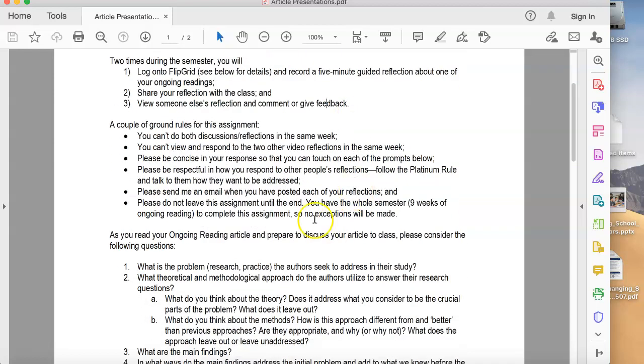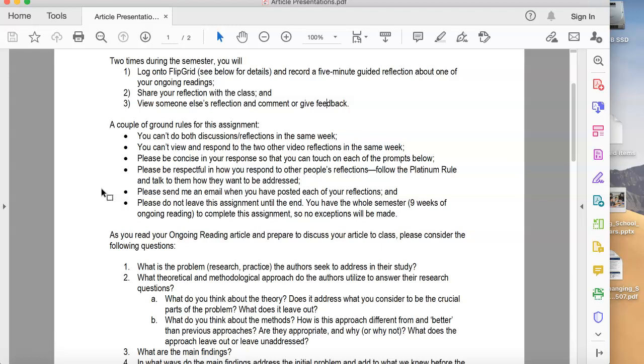So here we have some ground rules for the assignment. You can't do both in the same week. You can do them back to back, but you can't do them both in the same week. You can't view and respond to the other 2 videos that you have to do in the same week as well. Please be concise. This is only supposed to be 5 minutes. And please touch on all the prompts below.